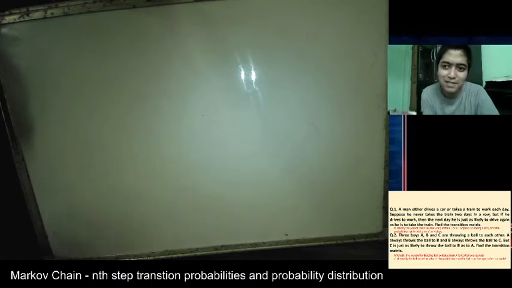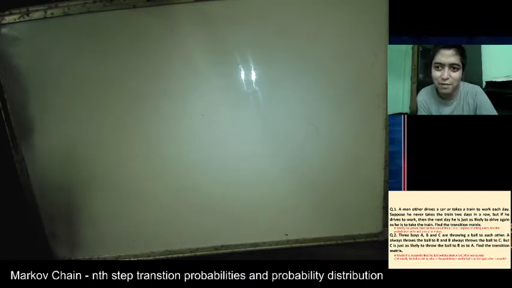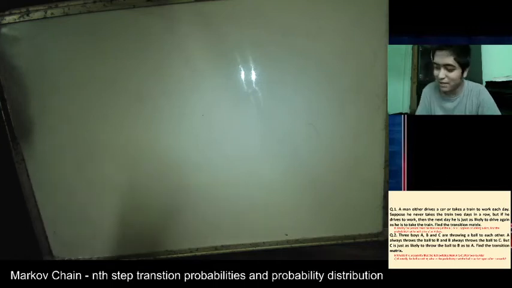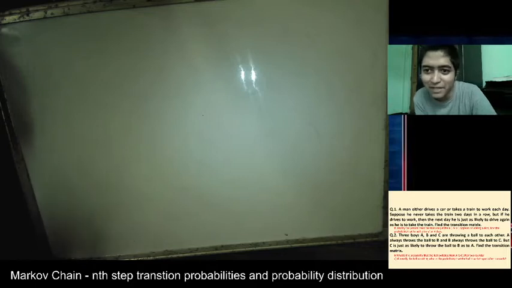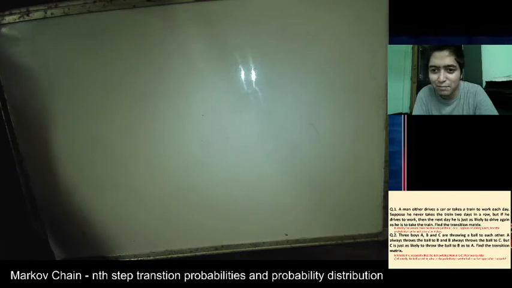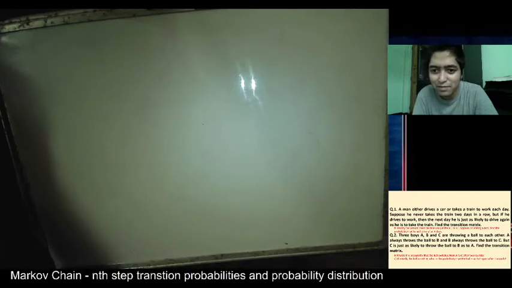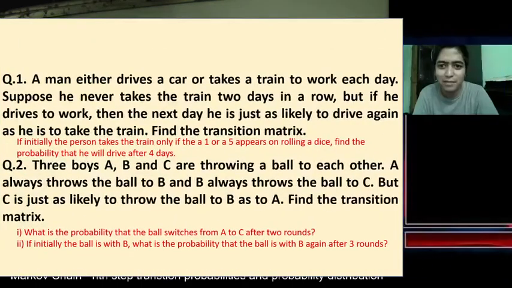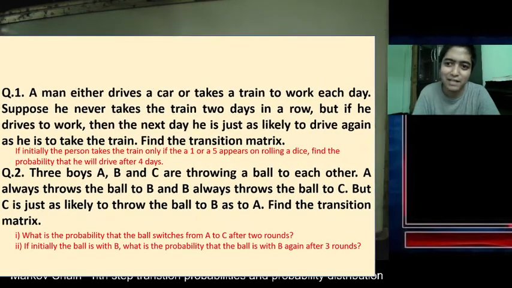The probabilities that the state changes from AI to AJ, from one state to another. But we were calculating it when the state changes in one step only. For example, we had seen an example yesterday. Just let me show this one again. A man was either driving or was taking a train. We had calculated the transition matrix, but that transition matrix was only for one day.